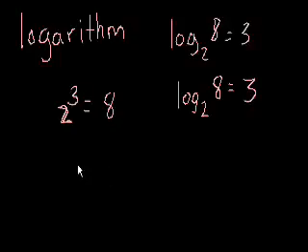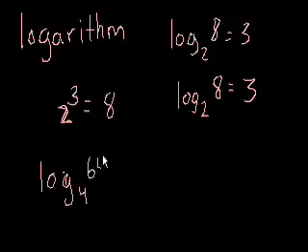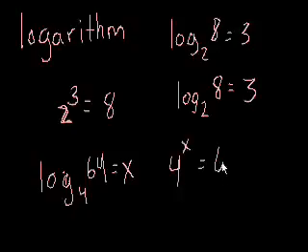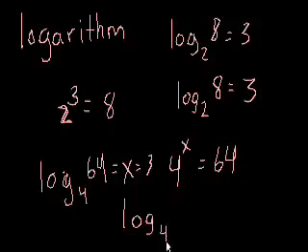Let's do a couple more examples, and I think you might get it. If I were to say log base 4 of 64 is equal to x. Another way of rewriting this exact equation is to say 4 to the x power is equal to 64. Or another way to think about it, 4 to what power is equal to 64? Well, we know that 4 to the third power is 64, so in this case x equals 3. So log base 4 of 64 is equal to 3.